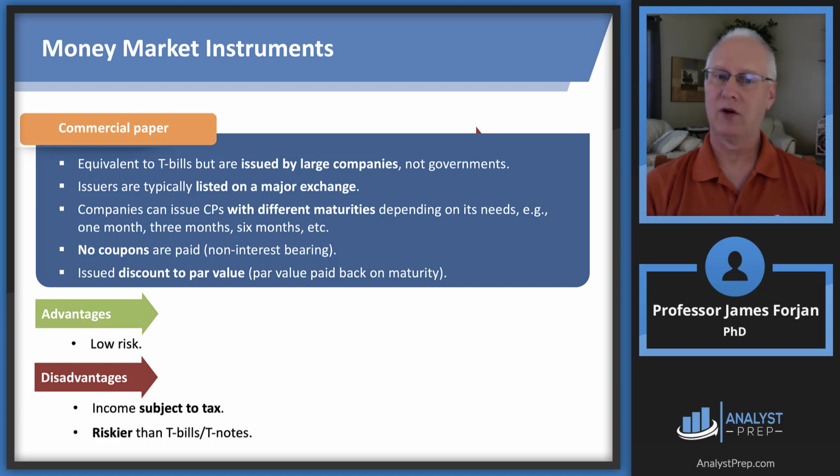Yeah, low risk, although it's not no risk. These are discount securities, so they'll sell for less than their maturity value. Lots of these are issued in increments of $1 million, subject to tax, and they are riskier, and commercial paper is graded by the ratings agencies.